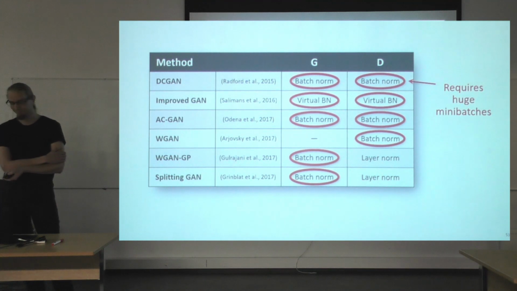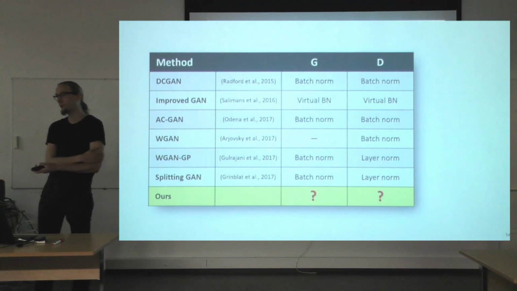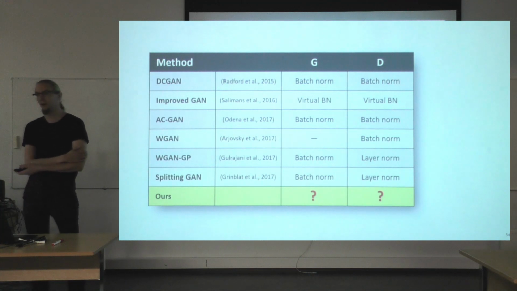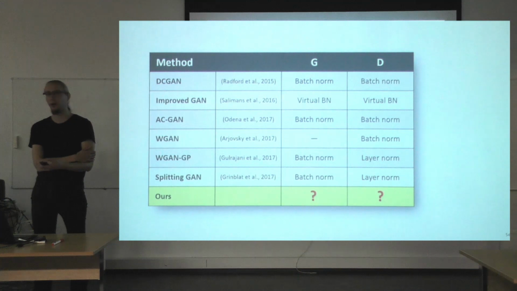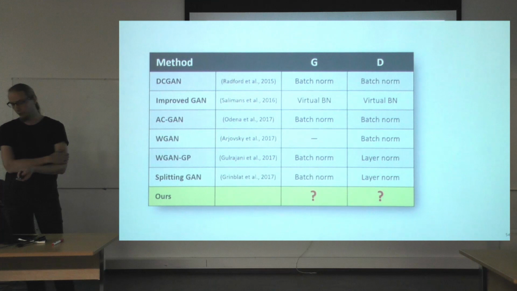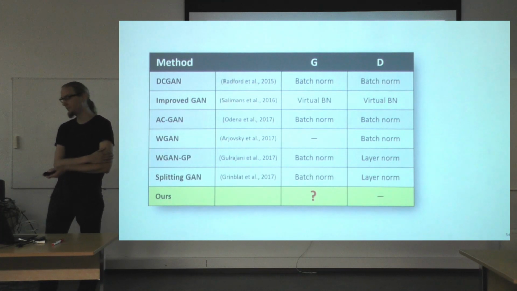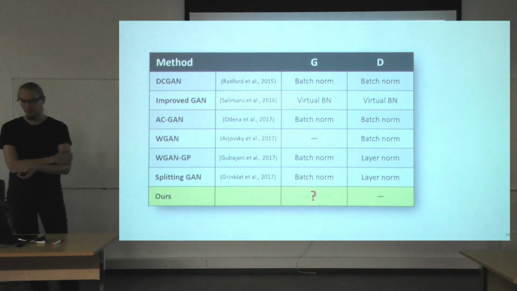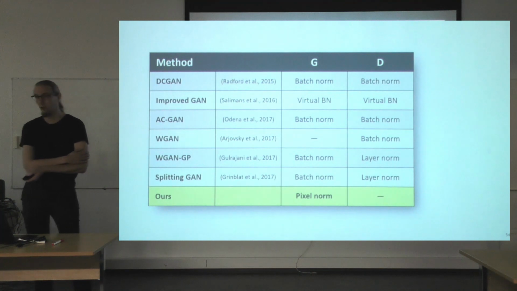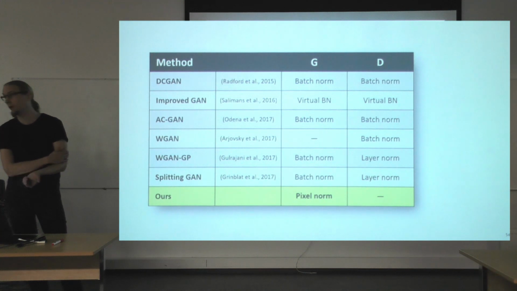So what to do? Well, we noticed that it is enough to employ normalization in just one of the networks. It's enough if one of the networks is unwilling to participate in this kind of arms race. So it turns out we can safely leave out the normalization from the discriminator. In the generator, we'll use a new kind of normalization that we call pixel norm, that works equally well on arbitrarily small mini-batches.